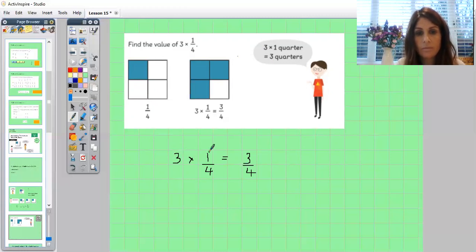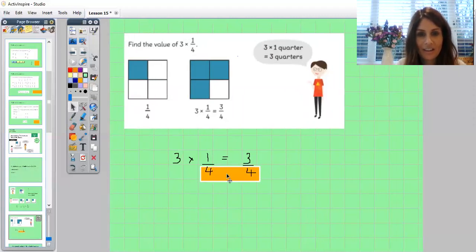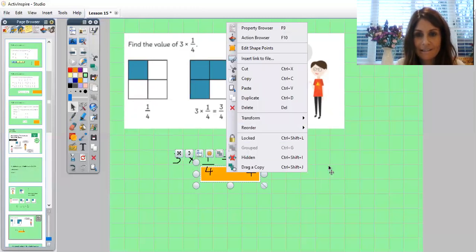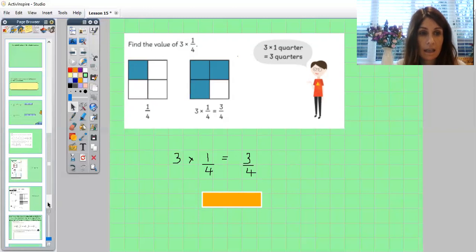So 3 times 1/4 equals 3/4. Now, hopefully you can see, if you look along this line, if we cover this bit up, well, that helps, doesn't it? Let's try. There we go. Okay, if I cover that up, you can see my calculation says 3 multiplied by 1 equals 3. That's perfectly correct, isn't it? We're used to doing that. So actually, that is what we're doing. Our denominator stays the same, and all we're doing is multiplying our integer, that's our whole number, by our numerator to create our new numerator. And that is as difficult as it gets.